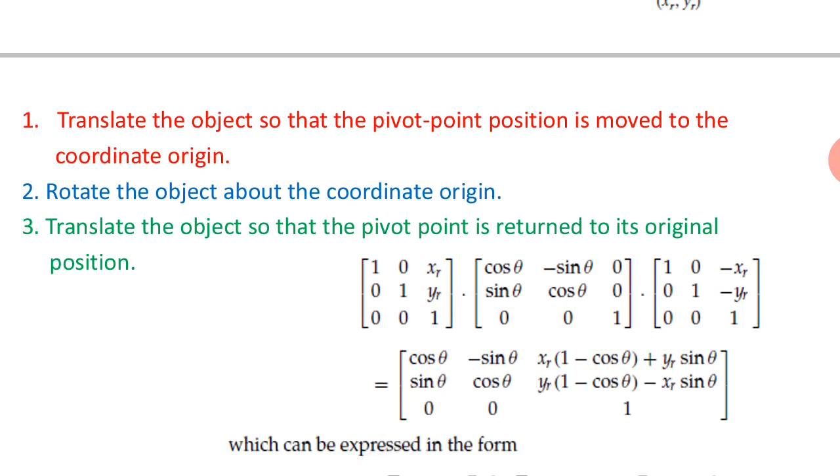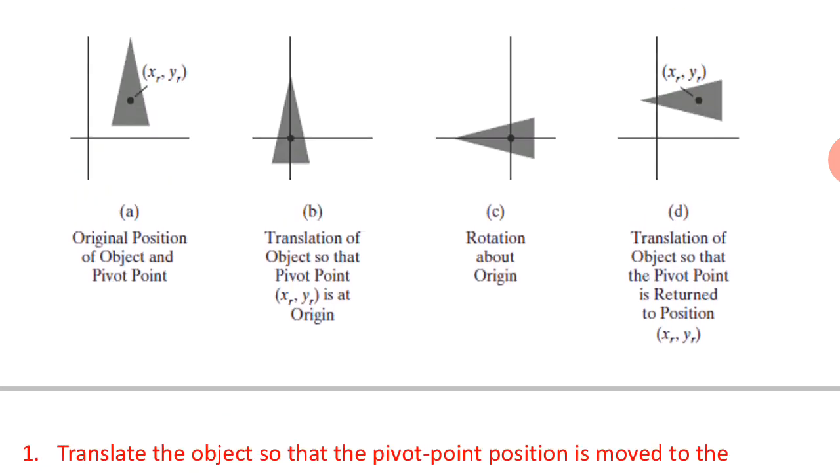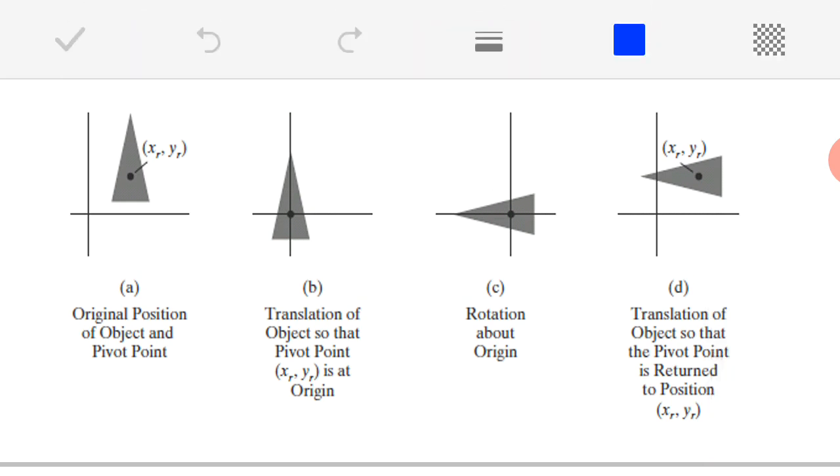The third step is, just have a look here, once again you have to retranslate that particular object so that the pivot point is returned back to its original position. Hope you are getting it. Okay. So, just have a look at what I am doing. Once the rotation has been completed about the origin, I will perform the retranslation of the object in such a way that the pivot point is returned back to its original position. See here.